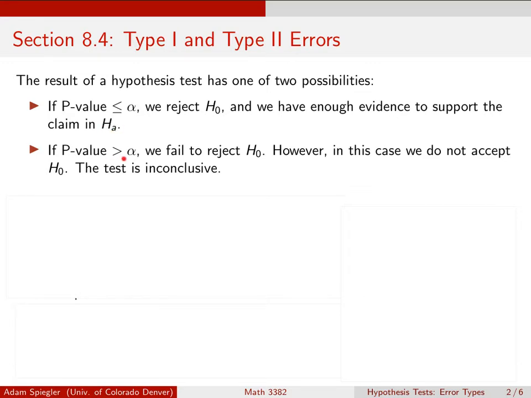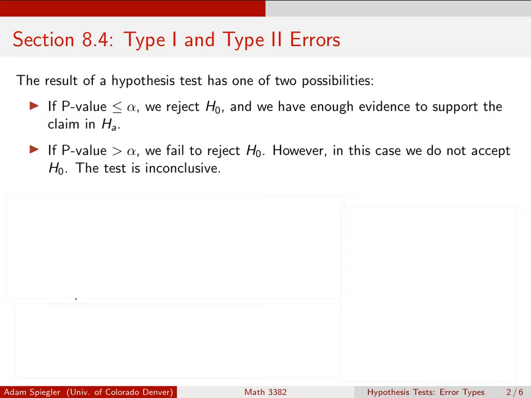If the p-value is bigger than alpha, this is a case where the test is statistically insignificant. In those cases, we don't accept the null hypothesis, rather we fail to reject the null hypothesis. That's a slightly weaker statement. We don't reject H0, we don't say that H0 is true. This would be the situation where the test is actually inconclusive.